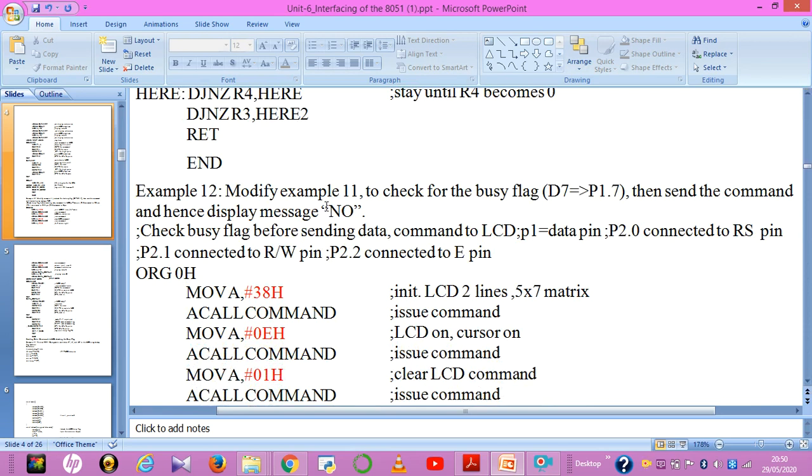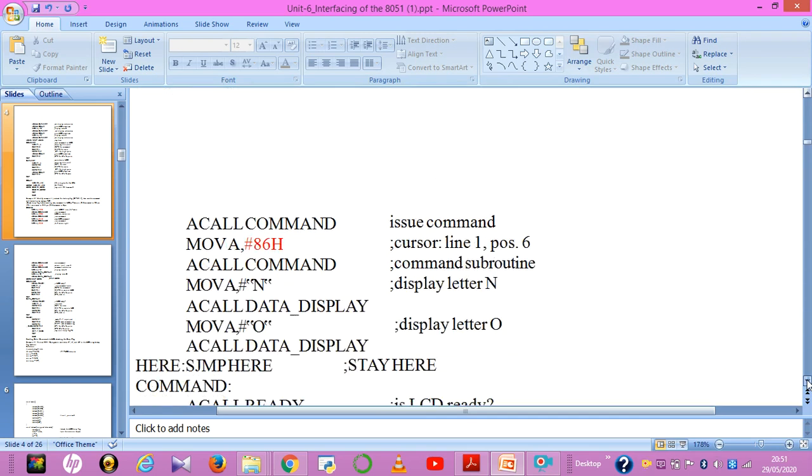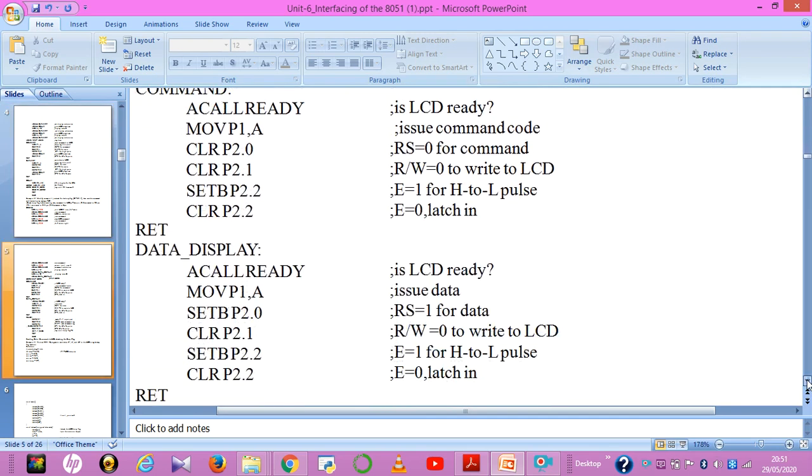Here is one more example I have taken. Instead of displaying the message, I am writing here a different message. Again they have given some pin numbers, same program, only instead of sending these letters, you have to send other letters. That is the only change. The remaining program will be the same.